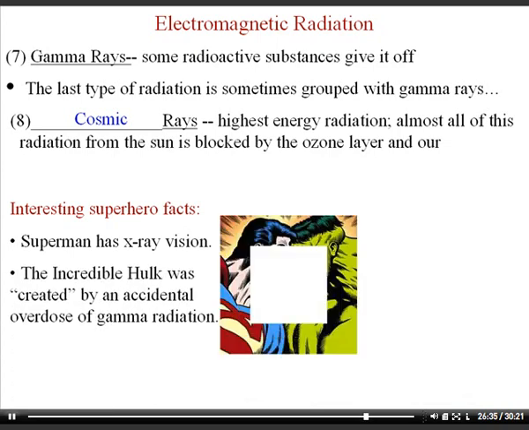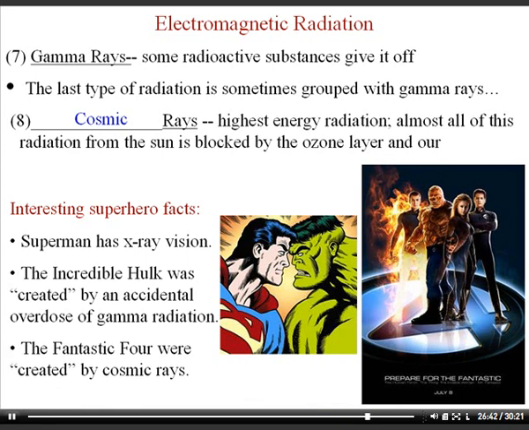Now here's some goofy, interesting superhero facts. Superman has X-ray vision. The Incredible Hulk was created by an accidental overdose of gamma radiation, and the Fantastic Four were created by cosmic rays. So it's interesting that they use X-rays, gamma rays, and cosmic rays for the superheroes.